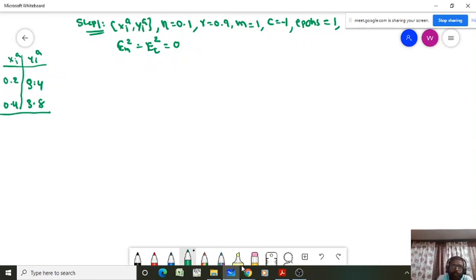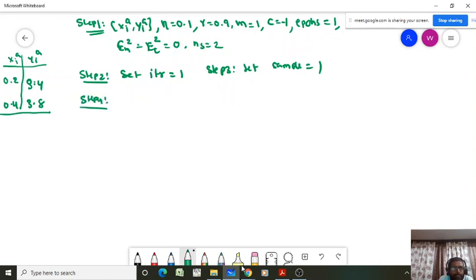So ns, the number of samples, is equal to 2, we know. Now go to step 2, where we set iteration equal to 1. Step 3, set sample equal to 1. Now step 4, we have to calculate the gradient. So the gradient gm is equal to minus yi, that is 3.4, minus m1 xi, 0.2, minus c, that is the plus 1 into 0.2.